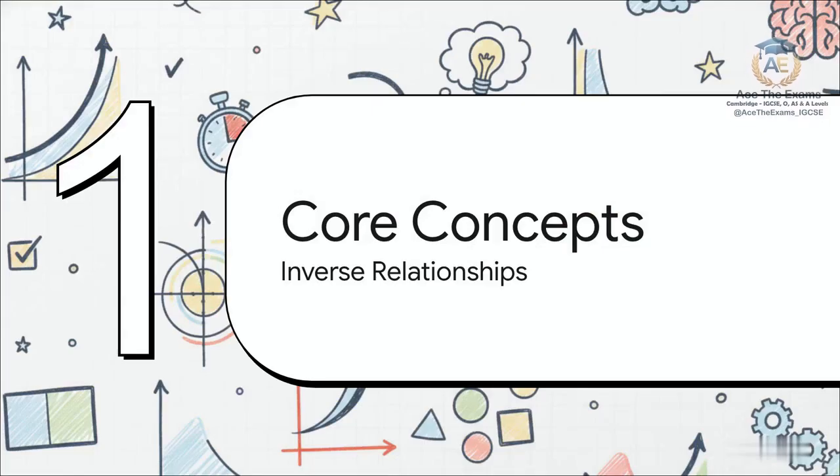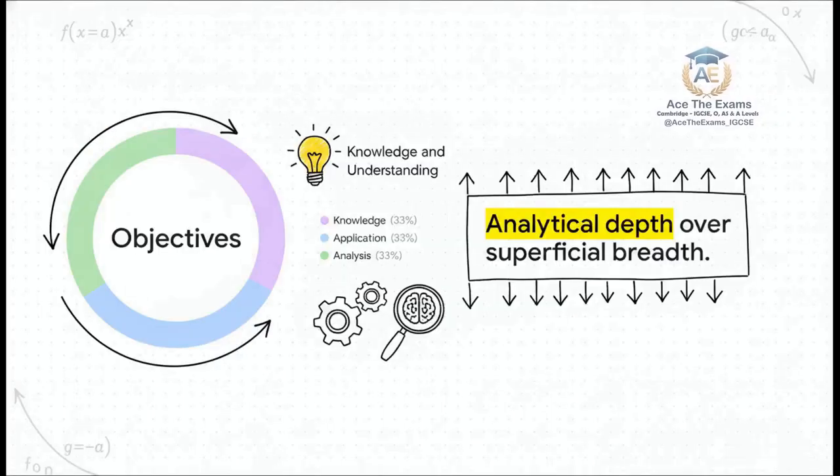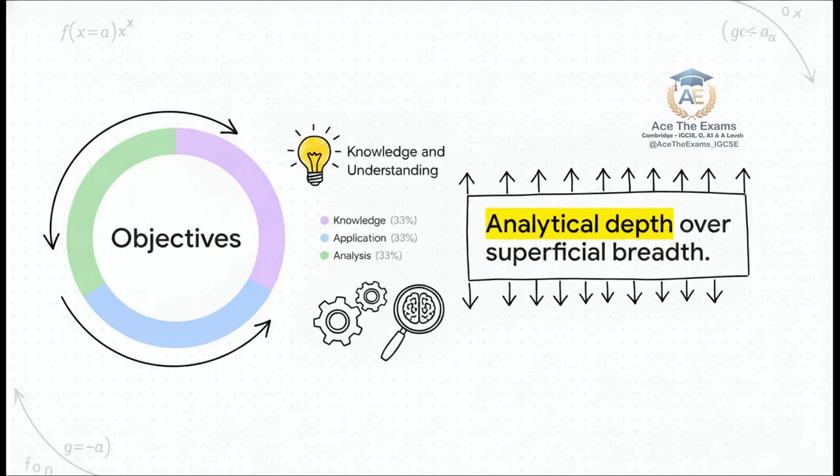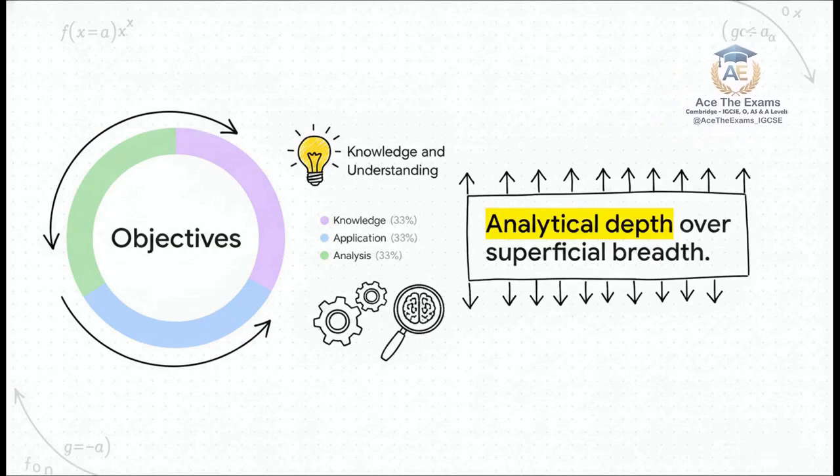Moving to Section 2, Core Concepts, Inverse Relationships. We are now transitioning into the theoretical architecture of the topic, where precise definitions are absolutely everything. Now, what's really interesting about this breakdown on your screen is that the Cambridge Assessment Framework doesn't just want superficial breadth. It targets analytical depth across 3 very distinct cognitive domains: knowledge, application, and analysis.